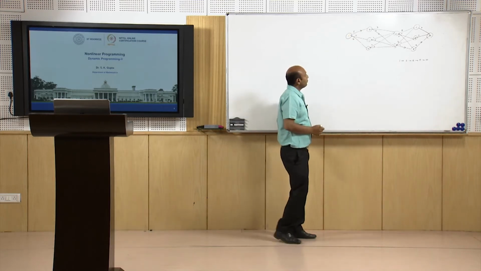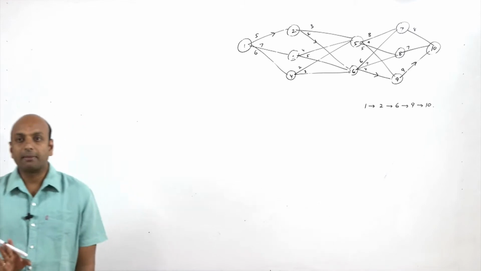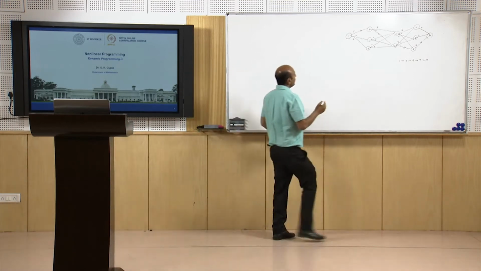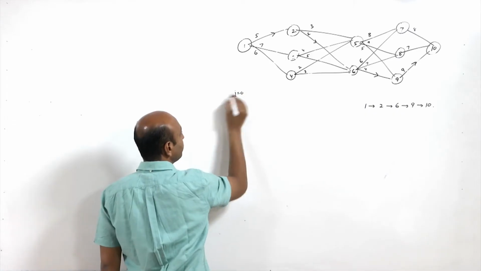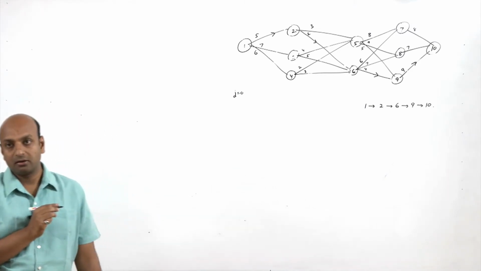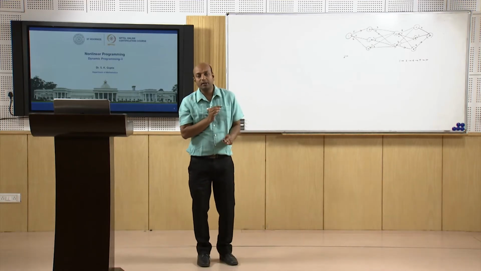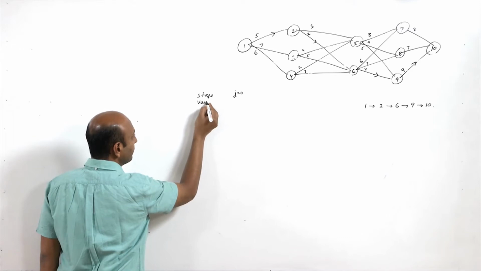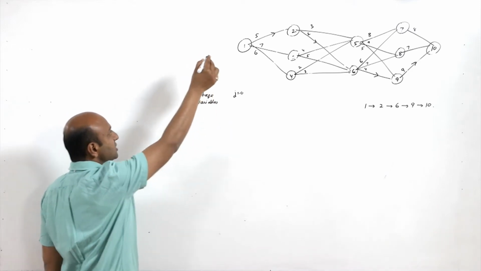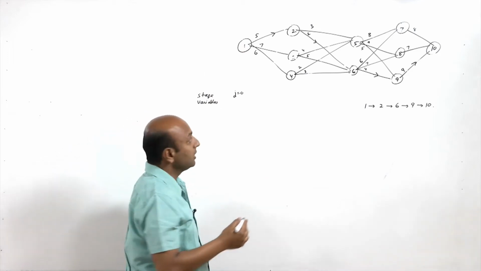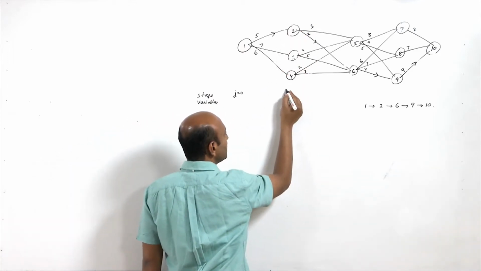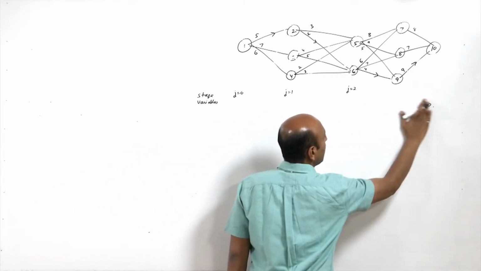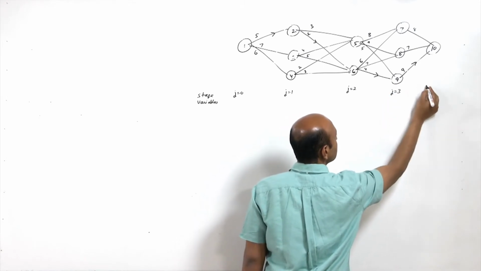Let us see. In dynamic programming we first define some terms, some variables. The first variable is the stage variable, which we denote by j. These are the stage variables. The first stage we call stage 0. Then this stage we call stage 1, this stage 2, this stage 3, and this is stage 4.